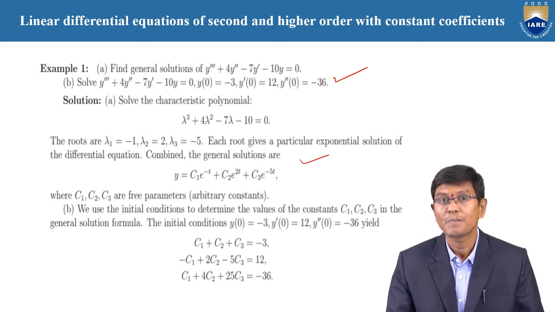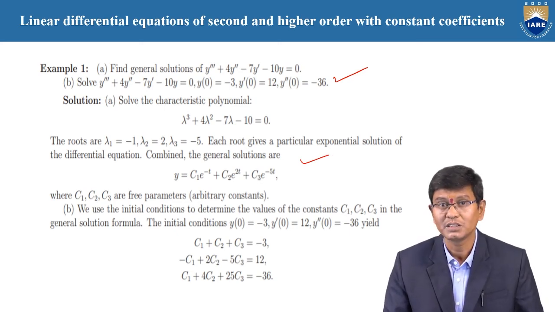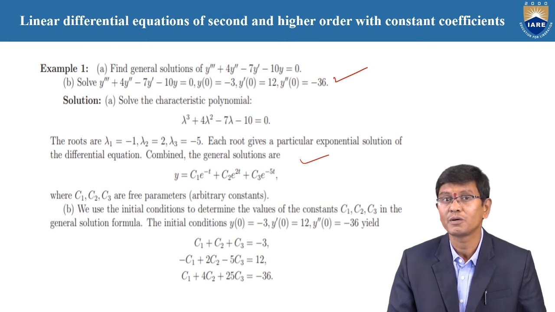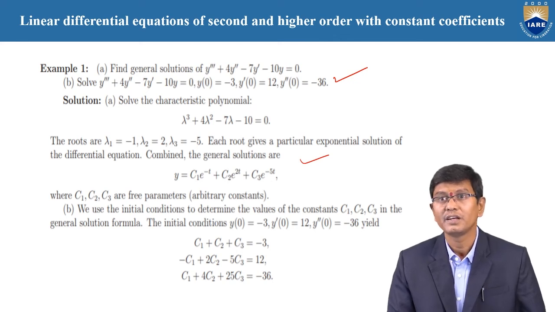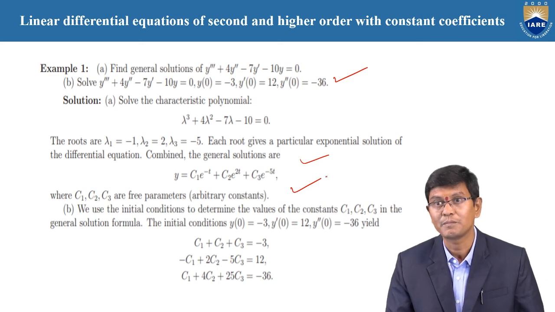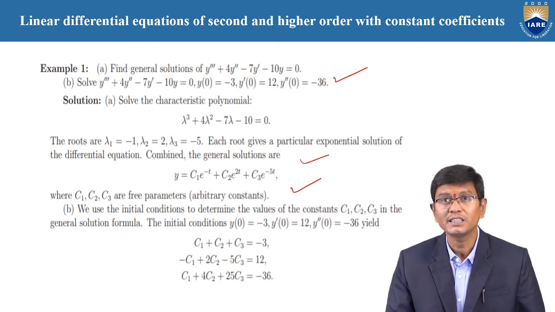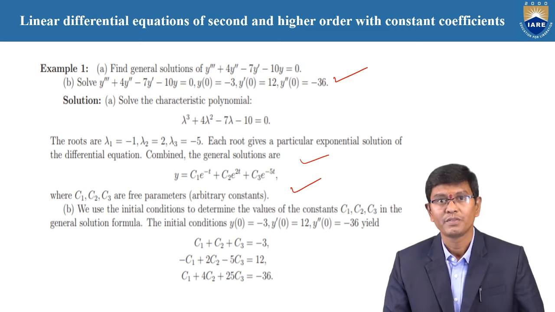According to case 1, the solution is y is equal to c1 into e power minus t plus c2 into e power 2t plus c3 into e power minus 5t. Here c1, c2 and c3 are constants, parameters, and we continue to the second problem using the initial value problems.